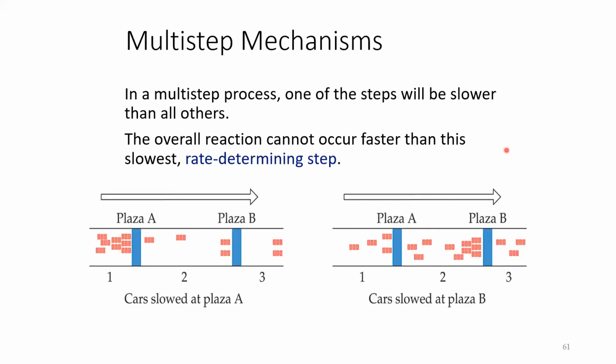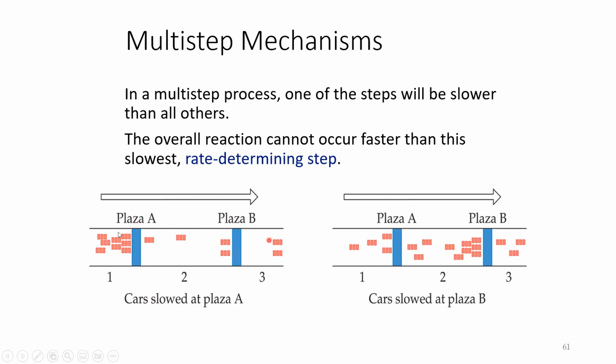And if we look at the setup here, sometimes they use toll booths to explain the rate determining step. Because if we think about Plaza A or toll booth A being the rate determining step in this one, so it's going to be the slow one, we can have this second toll booth be as fast as it wants to be. But if we're holding everybody up here, they're never really going to make it here. It's going to still take them a while.